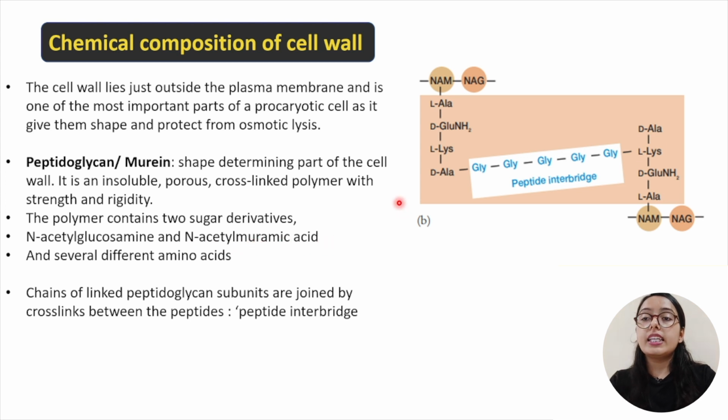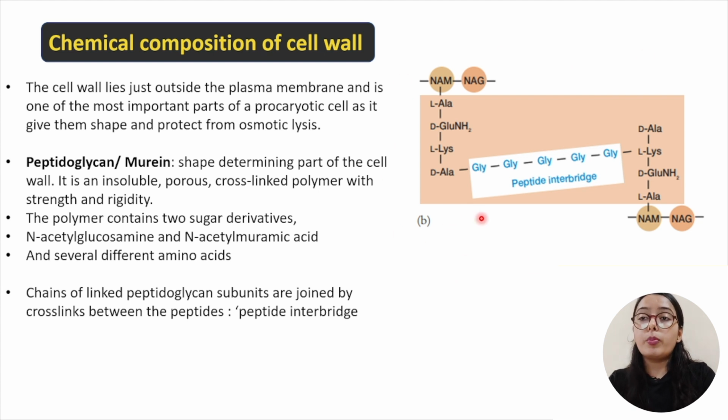As we can see in this image of a peptidoglycan, there are two sugar units, that is NAM and NAG, which are attached to different amino acids or a layer of peptide. Similarly, this particular structure is attached to another peptidoglycan with the help of a peptide interbridge, and this whole unit makes a peptidoglycan. And when there are several units of this peptidoglycan, it makes a cell wall.